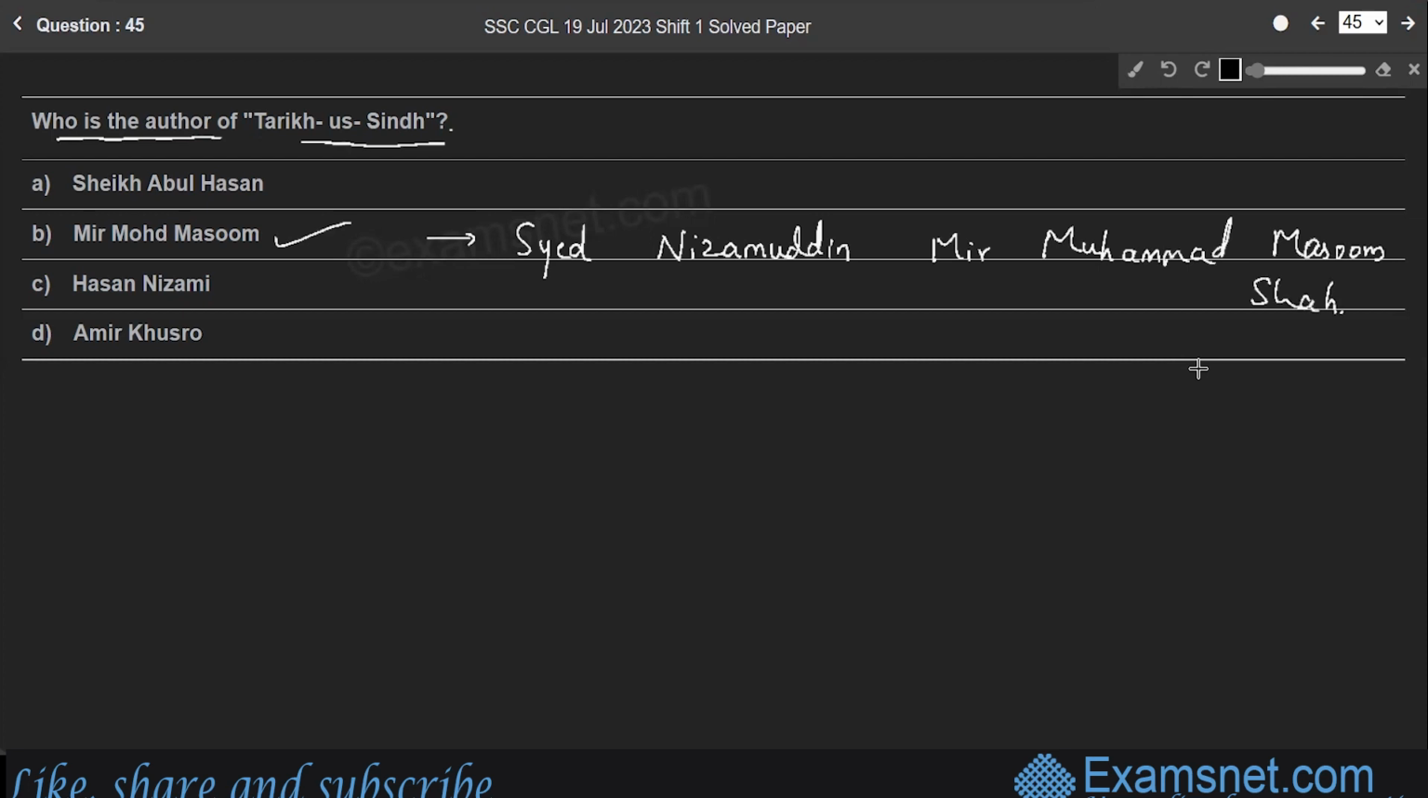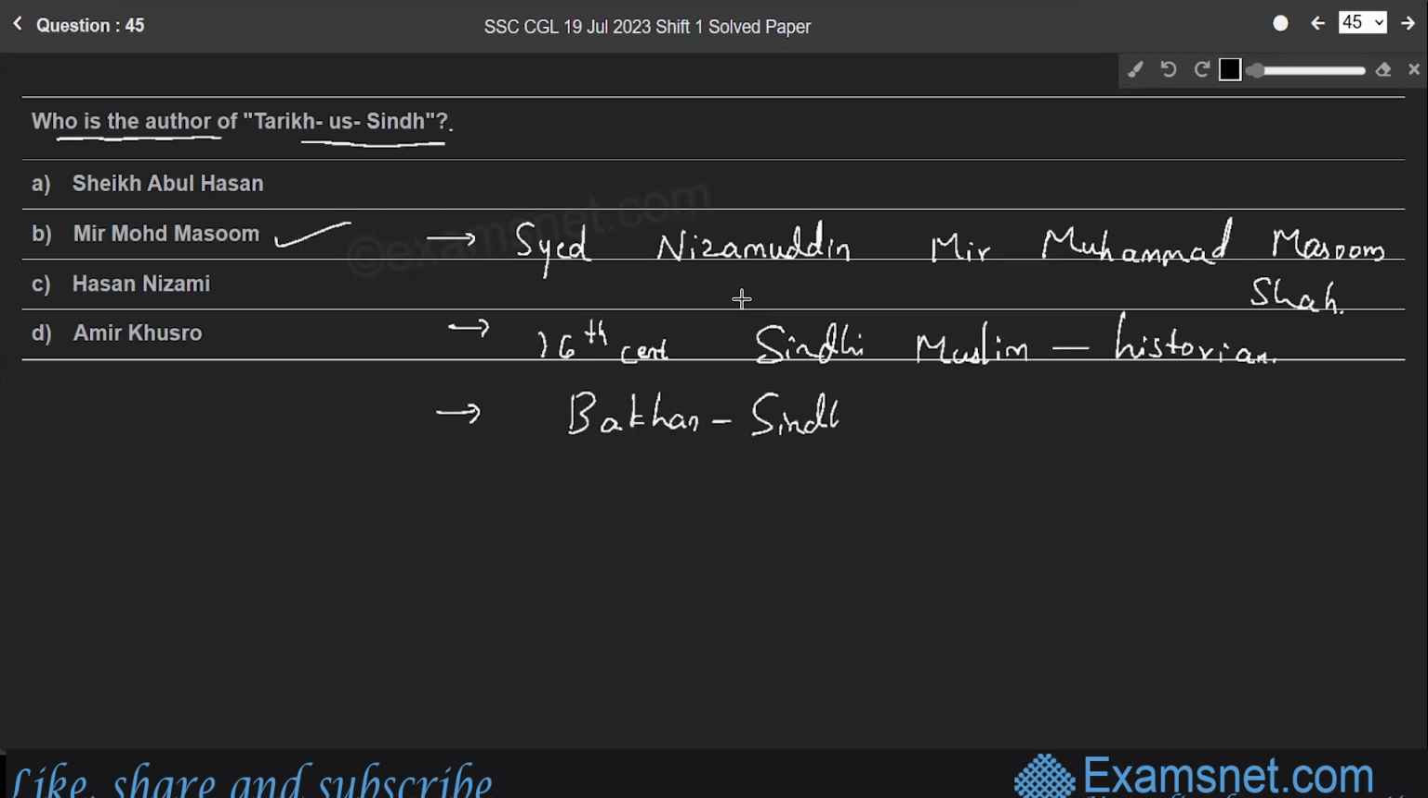Masoom Shah was a 16th century Sindhi Muslim historian. He was from Bakhar, Sindh, which is present in modern-day Pakistan. So he was from the Bakhar, Sindh region, that means from Pakistan.